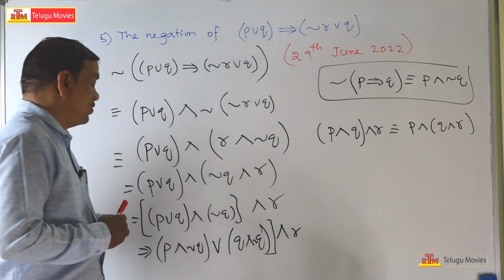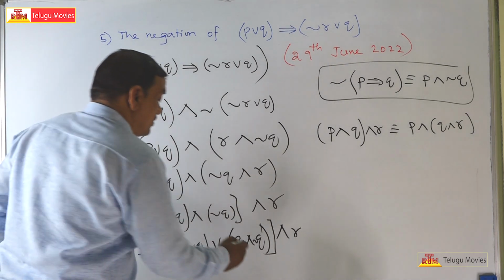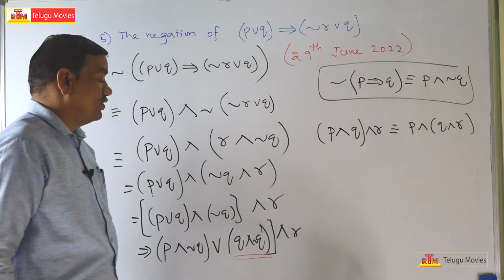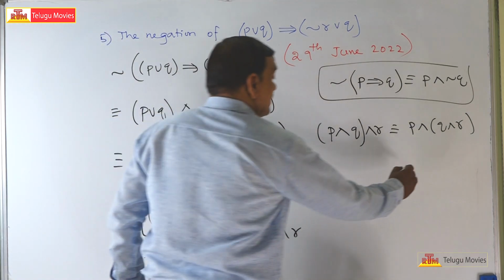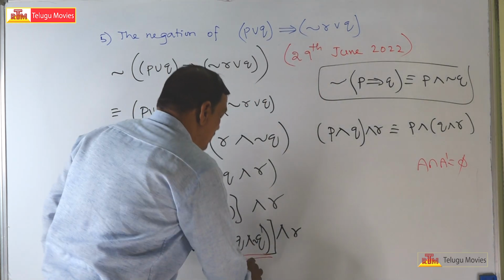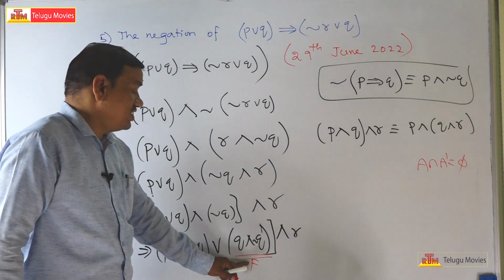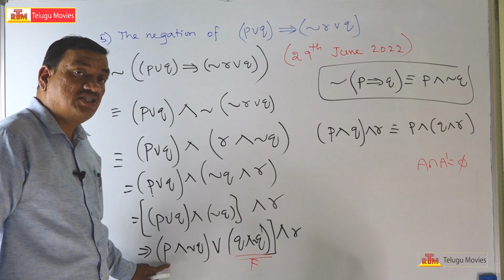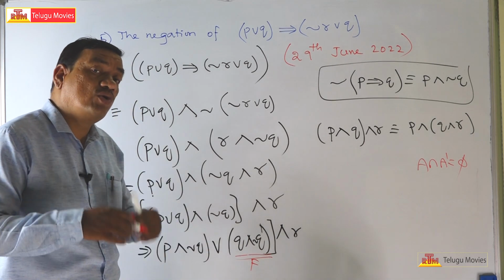So I am applying the distributive property here. Now Q and negation Q is how much? Q and negation Q is just like A intersection A complement, which is the null set. Here null set means false. It is always a false statement. So the false statement drops out and the original statement remains, just like null set: A union empty set is equal to A.